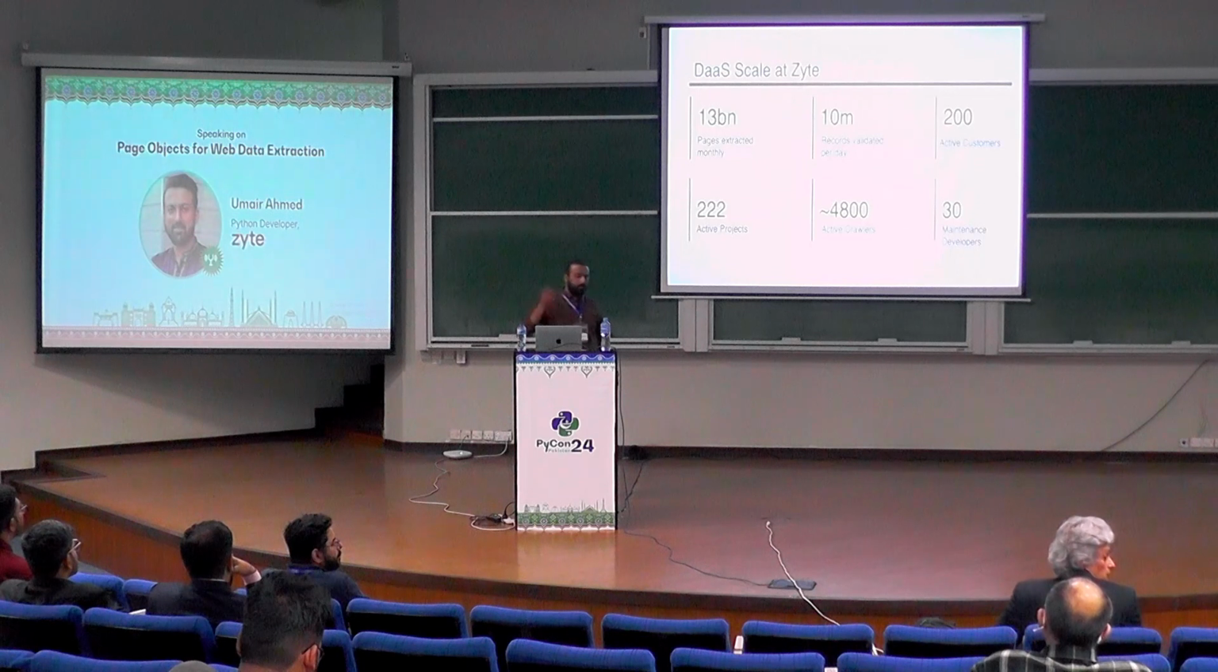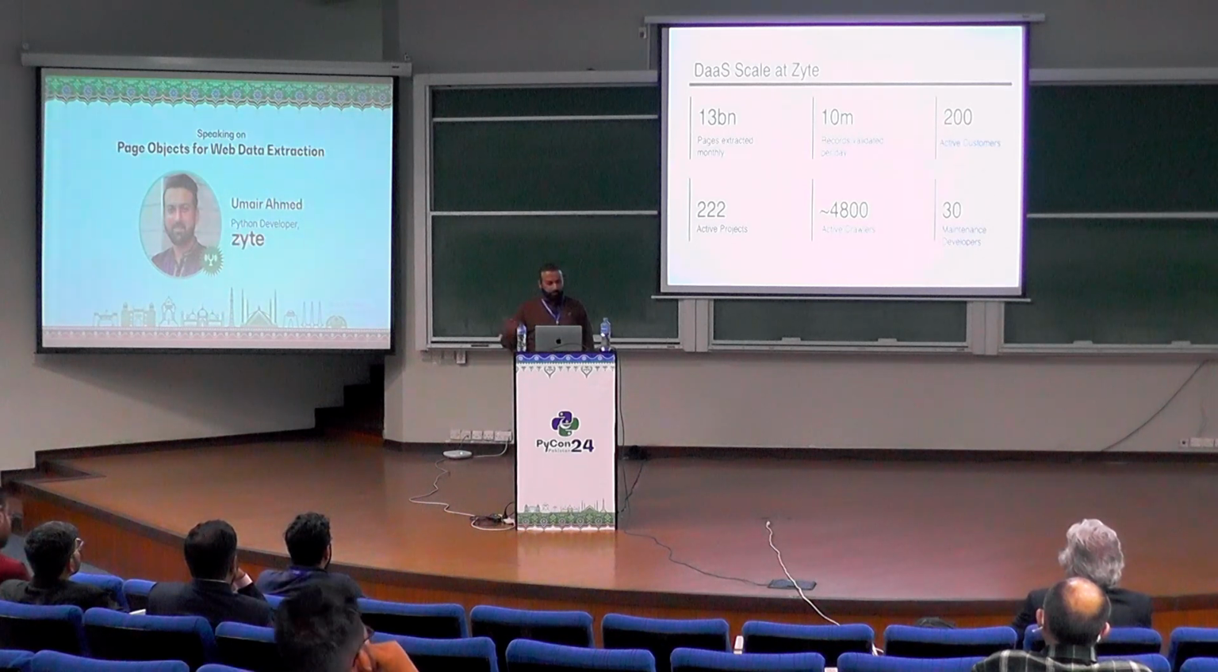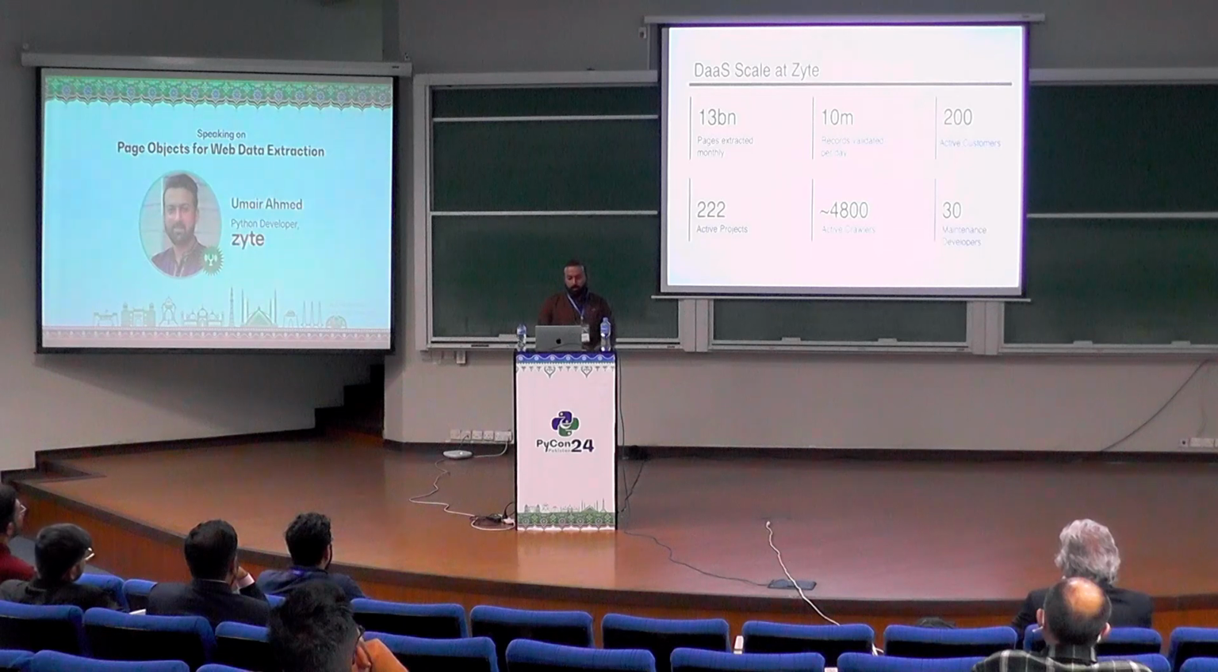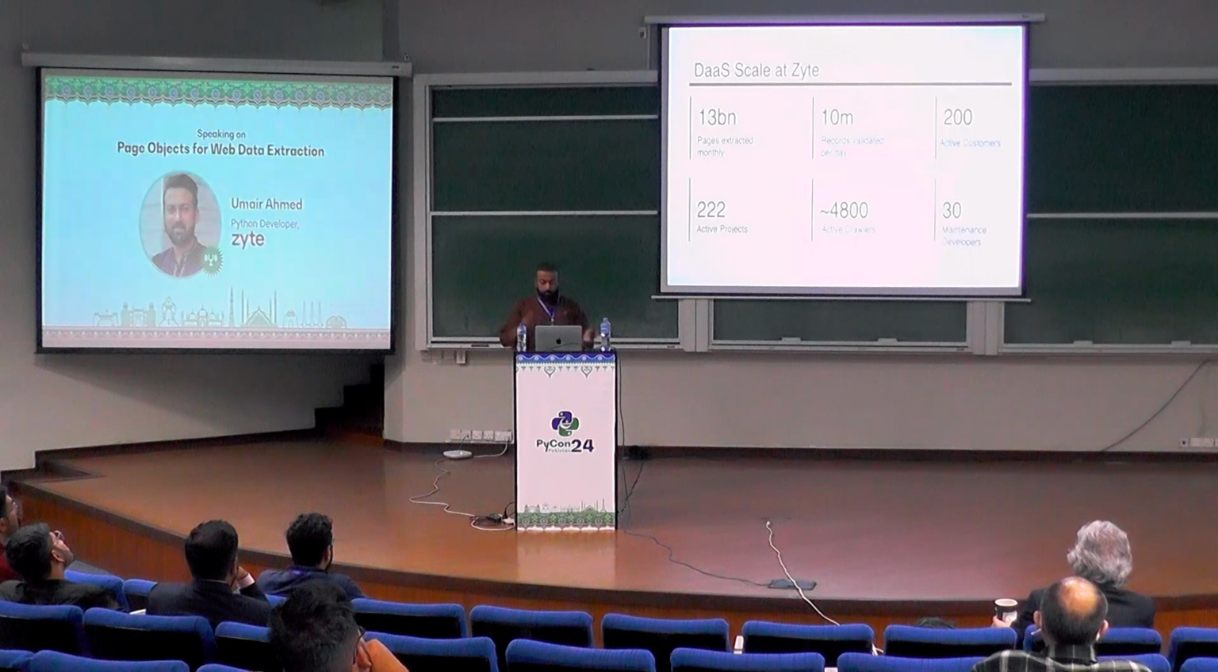Just a few numbers to give you guys context of the challenges I'll discuss. These numbers might be a little old, but 30 million pages we crawl on a monthly level, 200 something active projects, and we are getting close to 4,800 spiders. But the most interesting number in my opinion is this 30 million against 200. We have only 30 people managing and maintaining these 4,800 spiders, and the way we are able to streamline and create our processes, page objects is like wonderful.